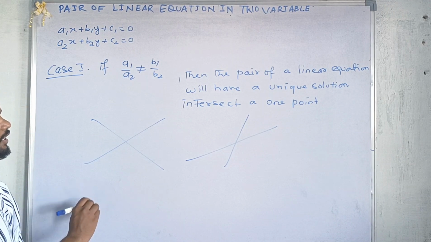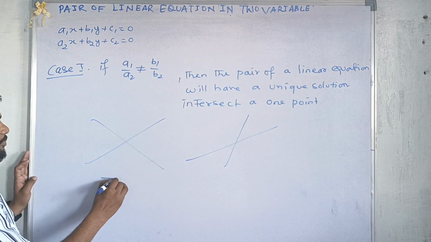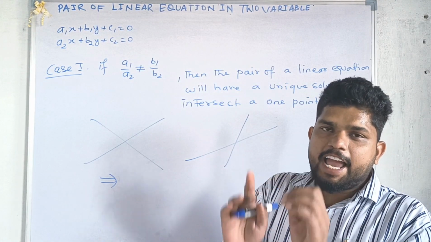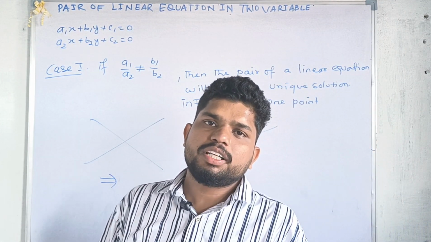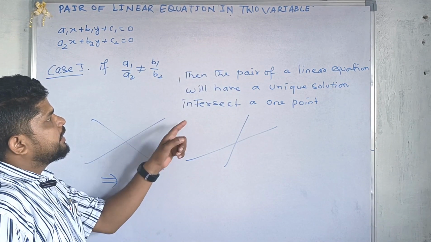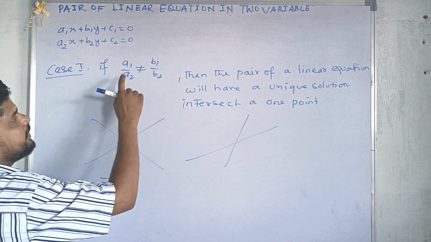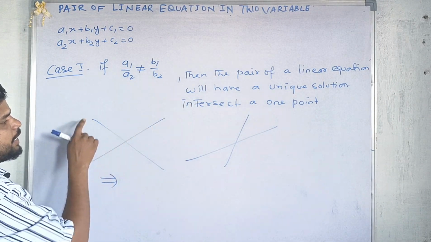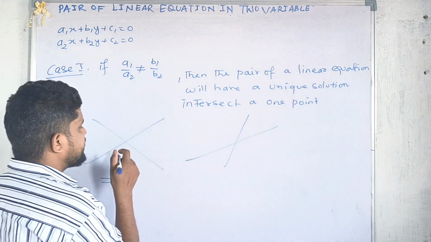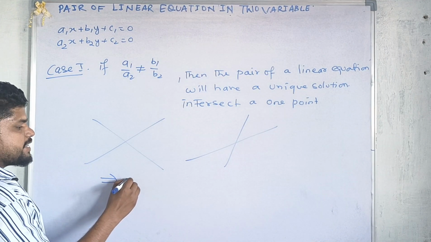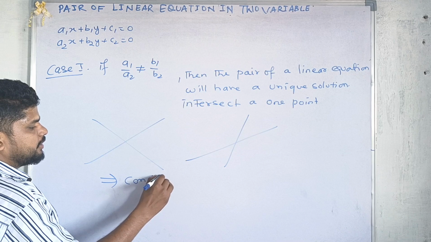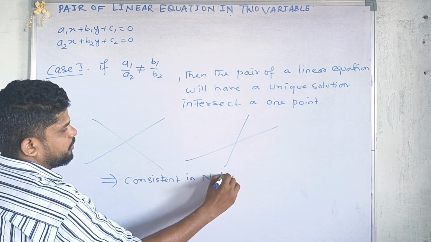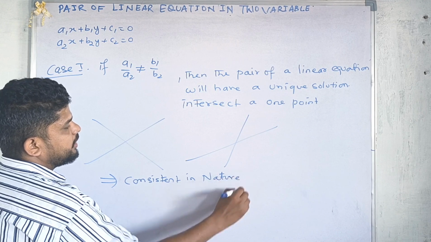Here the noteworthy point is that if a pair of linear equations has at least one solution, then it is called consistent. So here, since the lines for this pair of linear equations are intersecting at some point, it will be called consistent in nature.